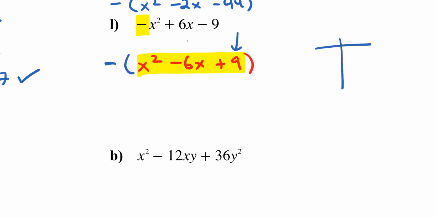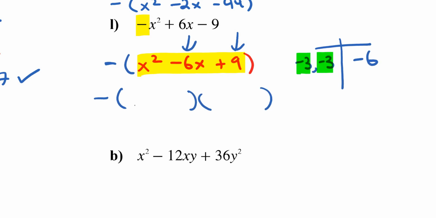Two numbers that multiply to 9 and combine to negative 6, well, that's going to be negative 3 and negative 3. That gives you negative 6. So two sets of brackets, and my numbers are negative 3 and negative 3. So x minus 3 and x minus 3. So just remember, negative 3 times negative 3 gives you the positive 9, and negative 3 minus 3 gives you negative 6.